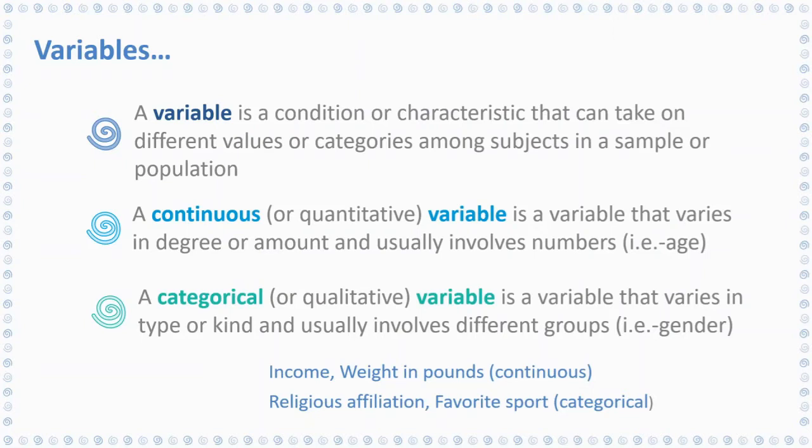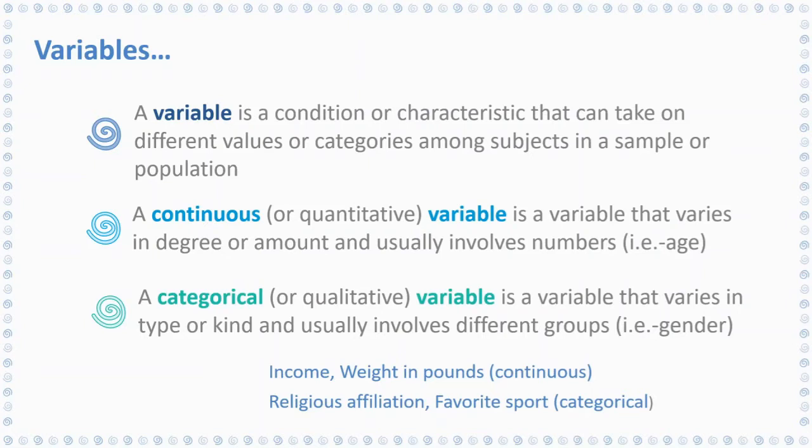A variable is something that we break into categories or values, and it's going to be something that represents one specific behavior or measure of the sample population. So it might be something like height or weight or IQ or favorite sport, or whether or not someone has pets. Those would all be variables.